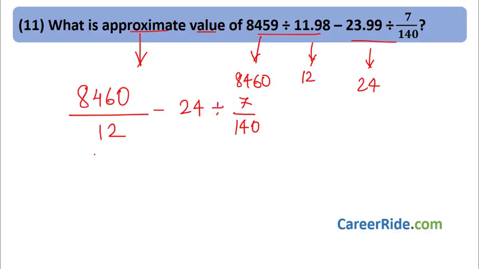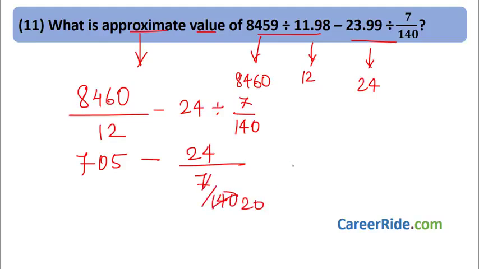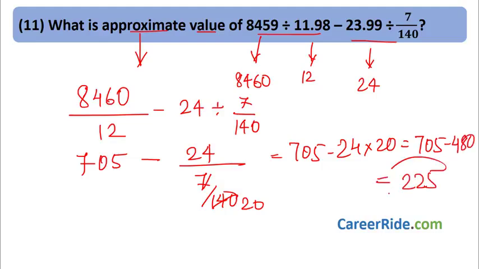Okay, what will we get over here? 8460 divided by 12 would be nothing but 705. Minus 24 upon 7 upon 140. This is nothing but 20. So we'll get 705 minus 24 into 20. It is 705 minus 480. That would be equal to 225. This is the approximate answer.